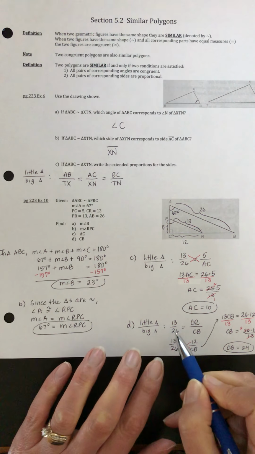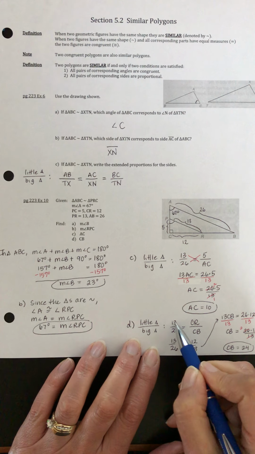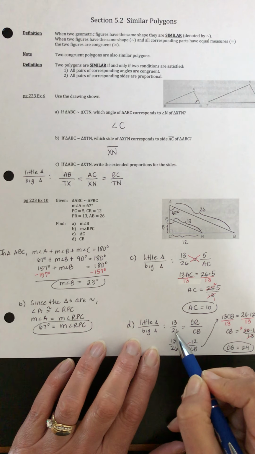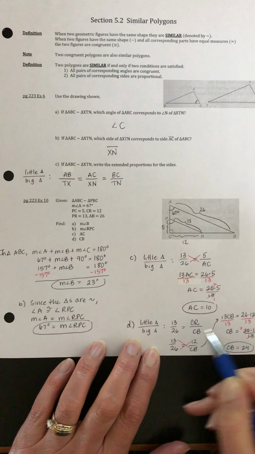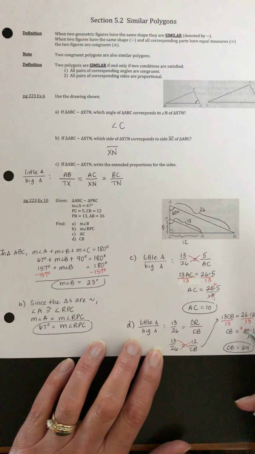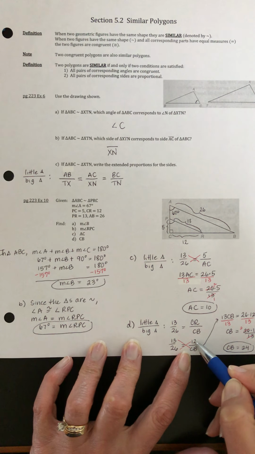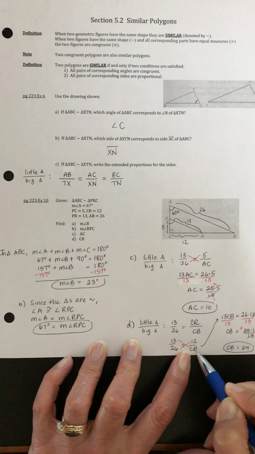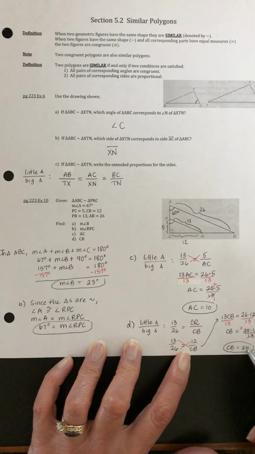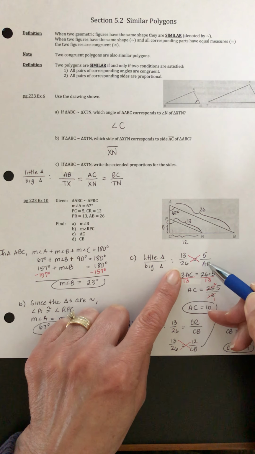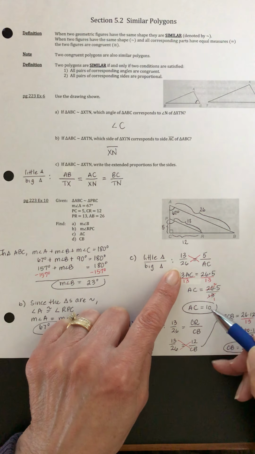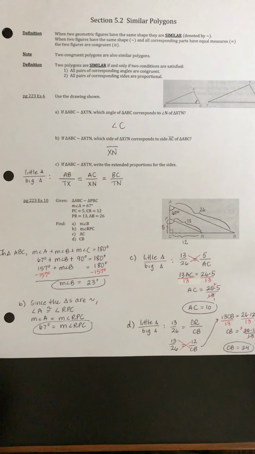Okay, so notice the relationship. Notice that 13 in the small triangle, 26 in the big triangle. It's double, right? So it makes sense that if we have 12 in the small triangle, that what would we have in the big triangle? 24. Sure enough, that's what we have. Going up here, if we have 5 in the small triangle, we should have double, or 10 in the large triangle, and that's what we get.